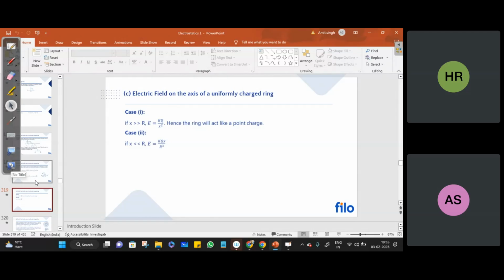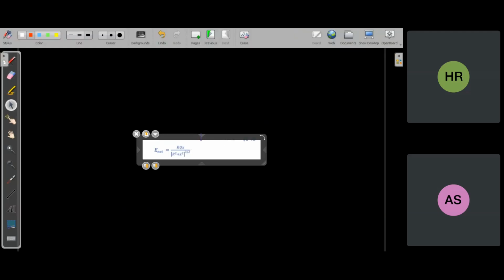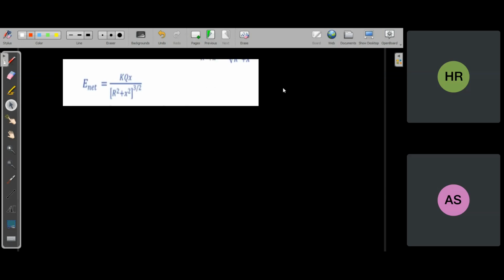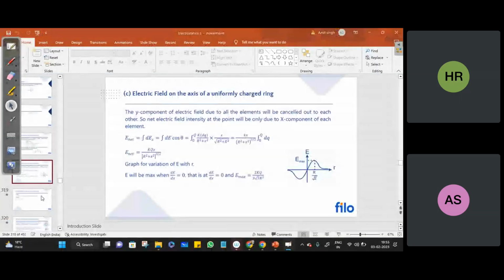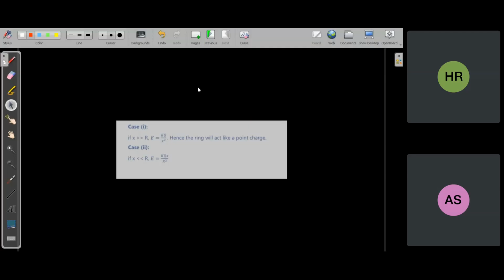So you also know that in this expression, if suppose x is very, very small as compared to r, meaning the point is very close to the axis, then you can find what will be the electric field. And if x is very large as compared to r, then also you can find the value of the electric field by using approximations.